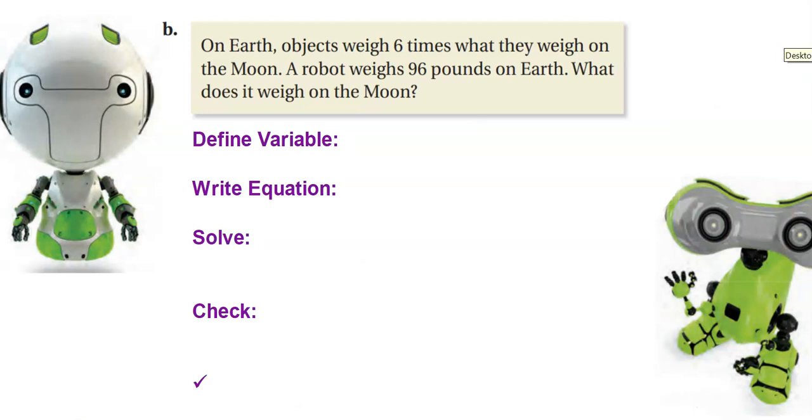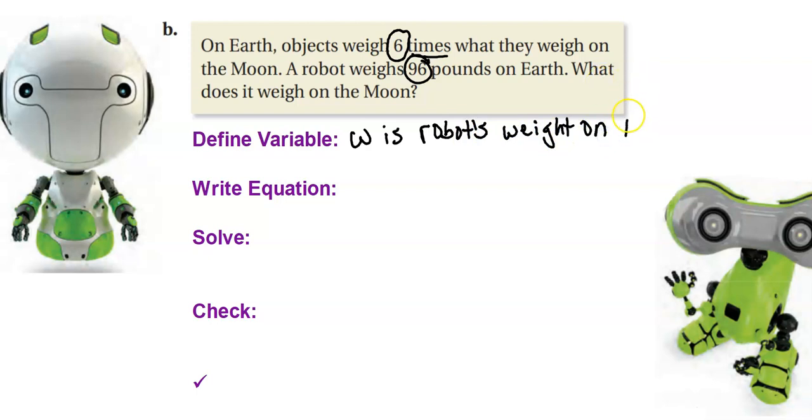Here's some more robots. On Earth, objects weigh 6 times, okay, so there's the 6 times, I'm going to circle 6 times what they weigh on the moon. A robot weighs 96 pounds on Earth. What does it weigh on the moon? So I'm trying to figure out what the robot weighs on the moon. I'm going to define my variable as W. W is robot's weight on the moon. That's what I'm trying to figure out. So I decided to let my variable be W.